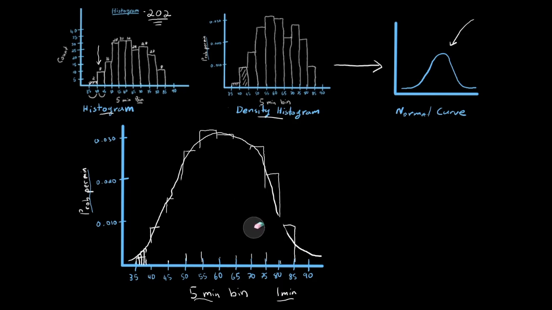And the key point to recognize is that our y-axis didn't change. It is still probability density, or in the case of our example, probability per minute. So the y-axis doesn't change between the density histogram and the normal curve. It always represents probability density or probability per unit of your x-axis. In our case, probability per minute.